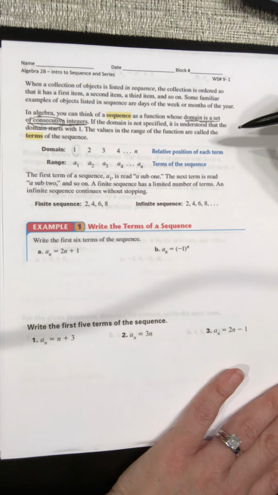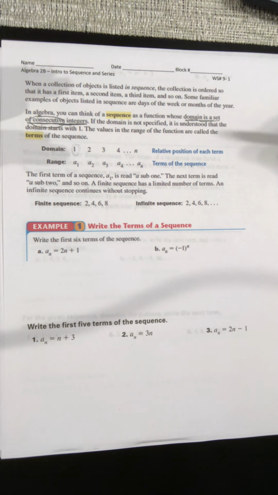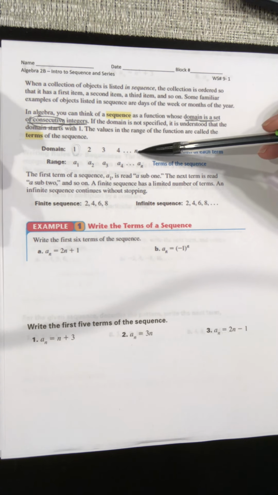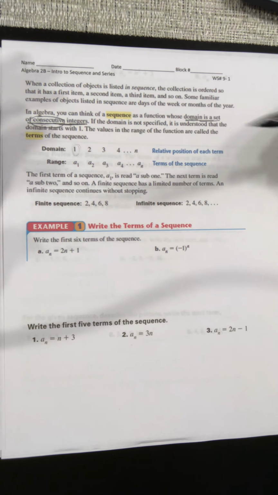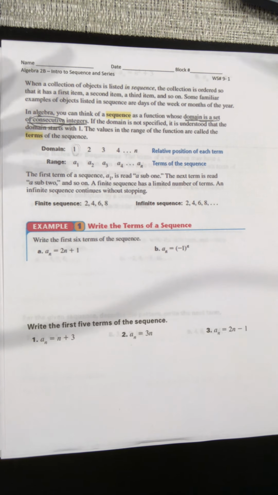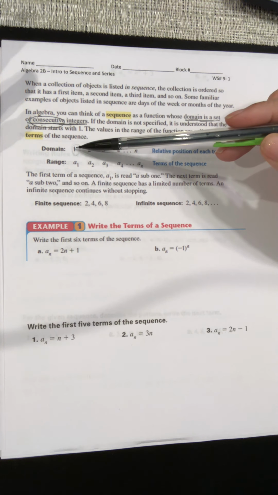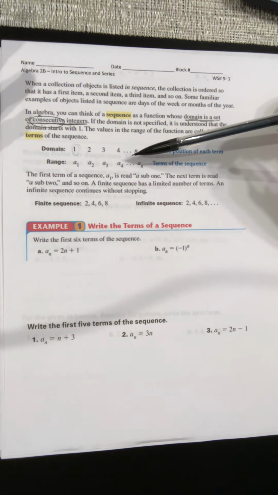When we work with sequences, I don't know who decided this, instead of using x, we use n. So our domain is always going to start with 1, unless they tell us something different, which, I'll be honest, most of the time they don't, for our purposes. So we're gonna start at 1, 2, 3, 4.